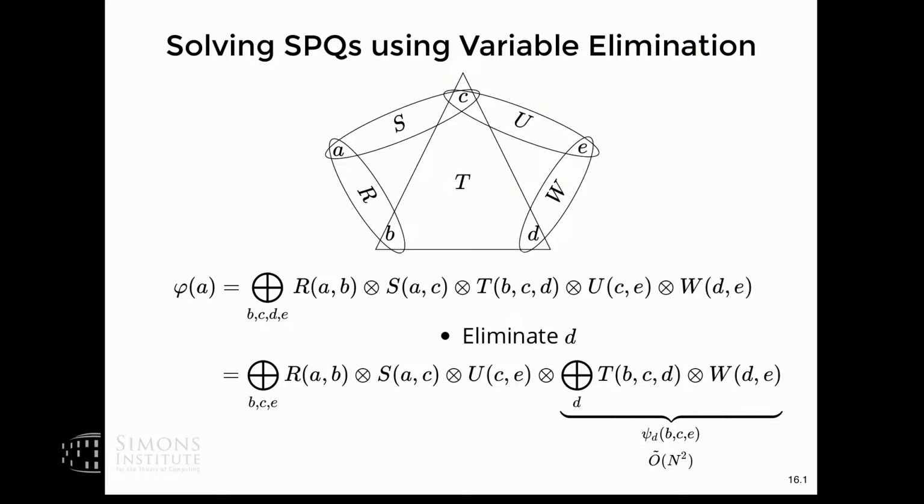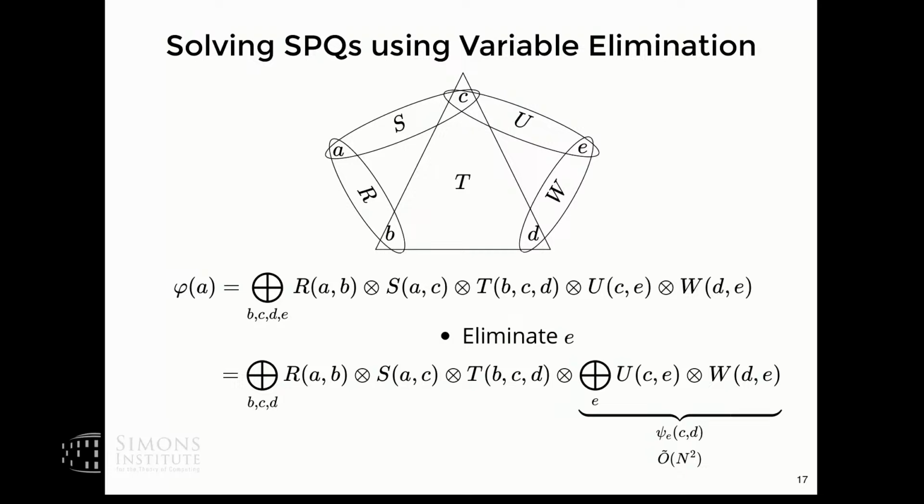But still, this elimination is going to compute this factor psi D, which is over BCE. It no longer has D because we are summing D away. But still, this is actually going to cost us quadratic time. But we might be able to do better. So let's try another variable. What happens if we try to eliminate E?